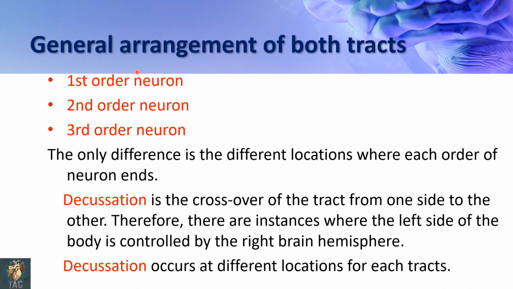First of all, there must be some general information about the tracts: they have first order neurons, then second order neurons, and then third order neurons. The only difference is the different locations where each order neuron ends. Decussation, what is decussation? It is the crossing over of the tract from one side to the other. Therefore, there are instances where the left side of the body is controlled by the right brain hemisphere because of the decussation of the tracts. Decussation occurs at different locations for each tract. So we also have to memorize the level of the decussation for each tract.